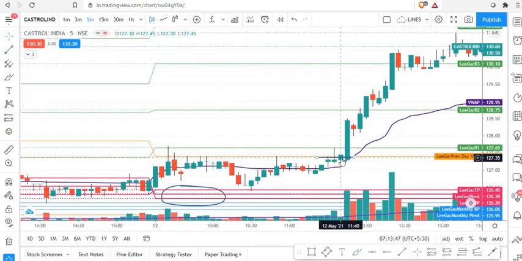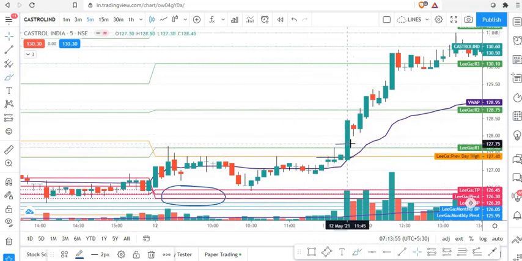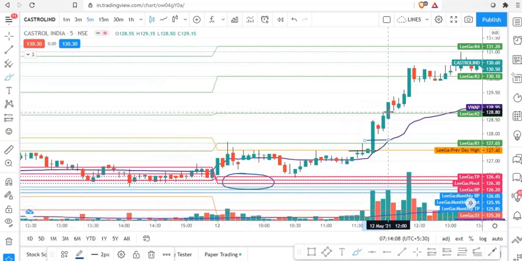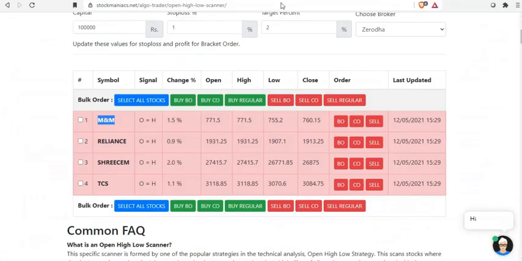Then we can go up to our first target, the next R2. Here the resistance is R1. Safe players take entry just above the resistance line. So 127.80, then 128.80 is the first target. The next target is 130, then 131. This is the scenario. Okay.